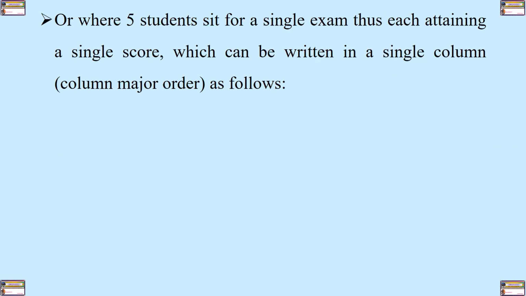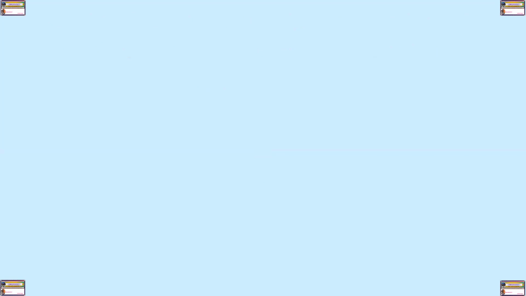Or where we have 5 students sitting for a single exam, each attaining a single score. Then, because these are scores in a single exam, we can of course have that data organized in a single column, what we call column major order. That way, as you can see, this is a single column. So that's a one-dimensional array. It's a single column. Forget about the issue of rows here. 60, 40, 11, 18, 95.